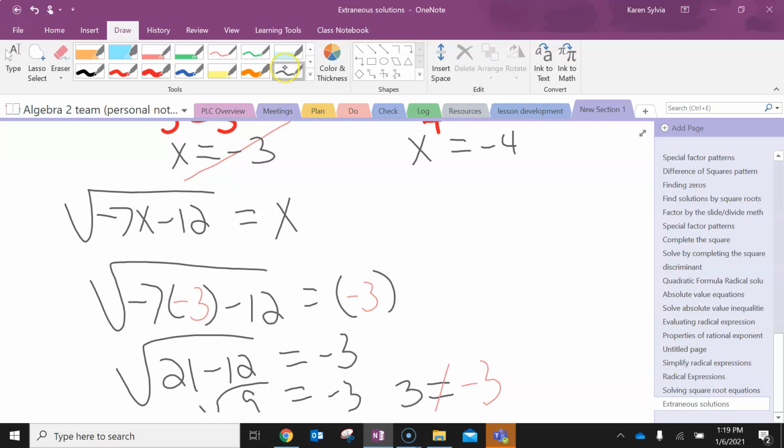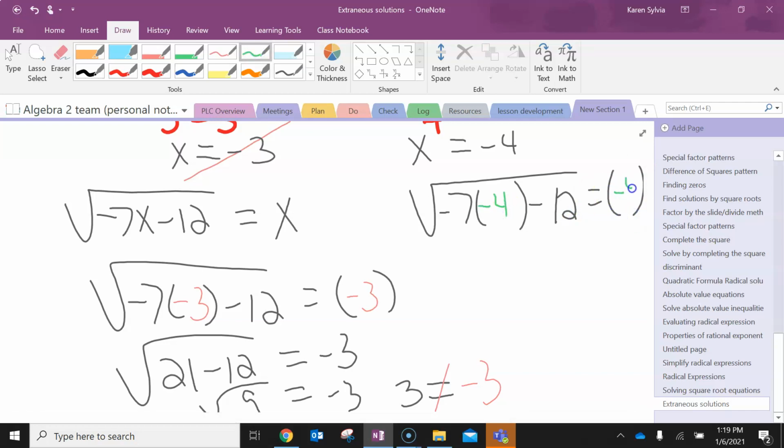In the second case, possibly negative 4 might work. So I'm going to plug in negative 4 everywhere I see x. Try evaluating that. Negative 7 times a negative 4 is positive 28 minus 12. 28 minus 12 is 16. The square root of 16 is 4.